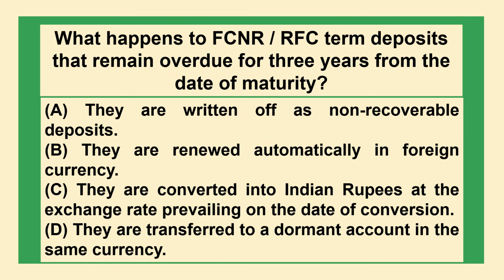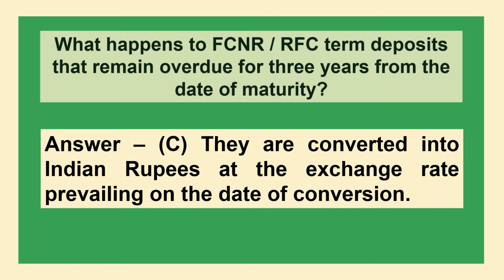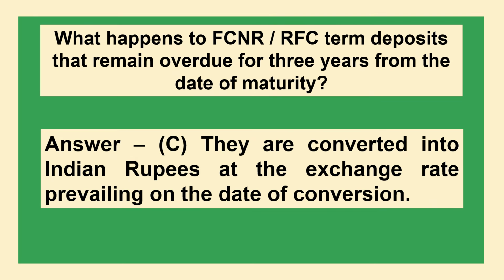What happens to FCNR or RFC term deposits that remain overdue for 3 years from the date of maturity? Option A, they are written off as non-recoverable deposits. Option B, they are renewed automatically in foreign currency. Option C, they are converted into Indian rupees at the exchange rate prevailing on the date of conversion. Option D, they are transferred to a dormant account in the same currency. The answer is option C, they are converted into Indian rupees at the exchange rate prevailing on the date of conversion.